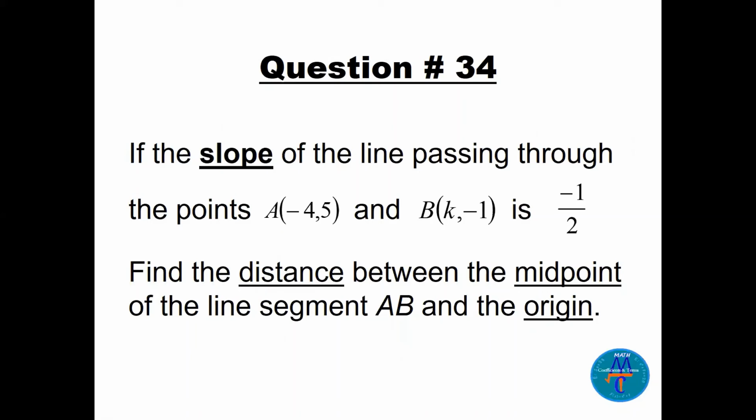Now, if the slope of the line passing through the points is minus half. See, we have point A (minus 4, 5), point B (k, minus 1). The slope is already given as minus half. Find the distance between the midpoint of the line segment AB and the origin.